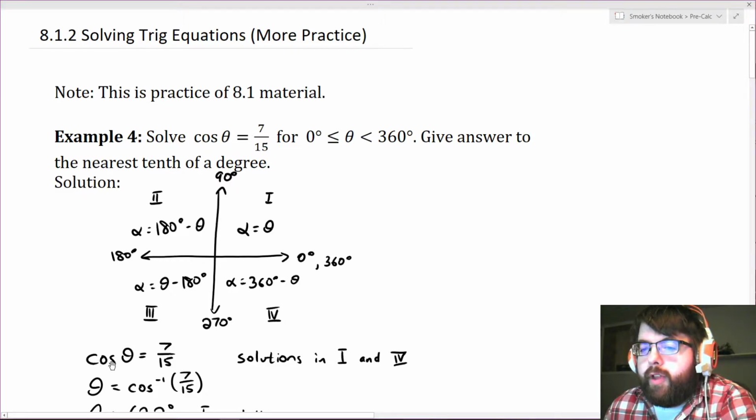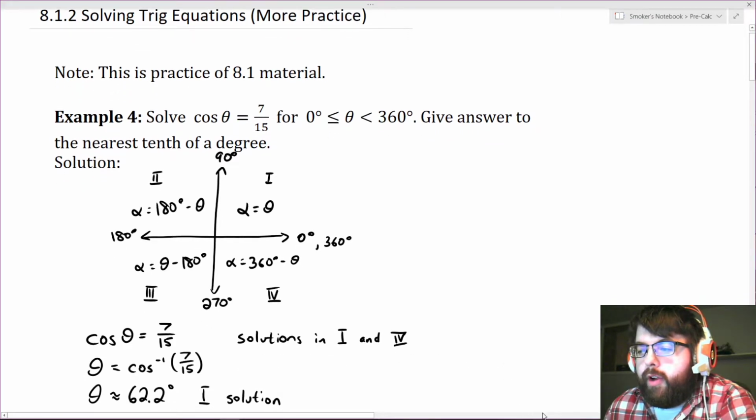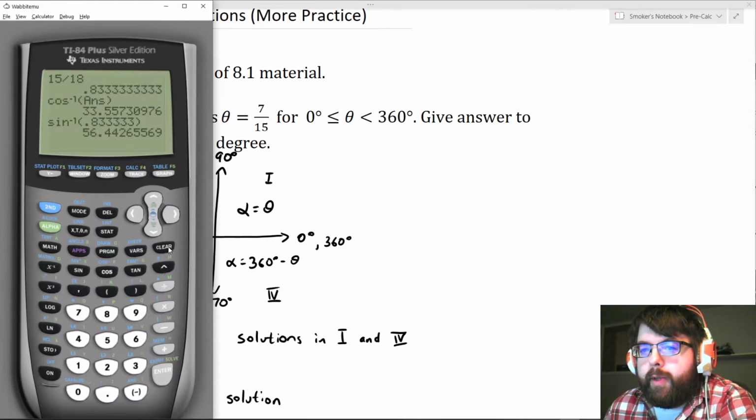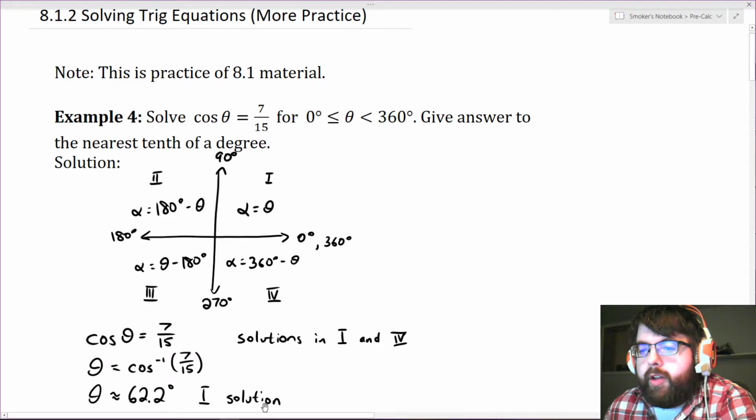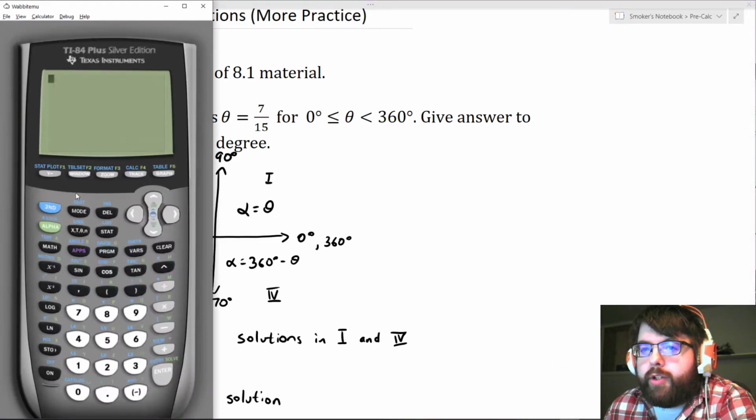Cosine inverse of cosine theta is just theta. And then we have cosine inverse of 7/15 on the other side. You're going to need to use your graphing calculator to find the solution for this. So cosine inverse of 7/15. I'm going to make sure I'm in degrees. I am. We'll do cosine inverse 7/15.